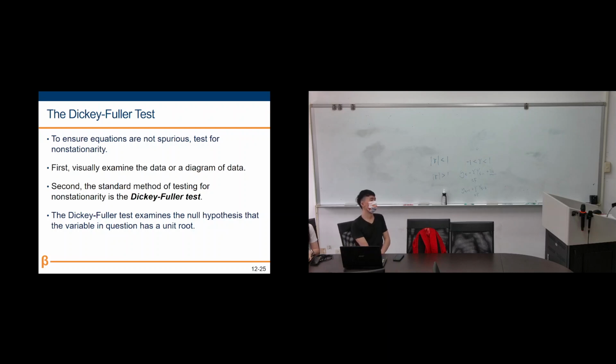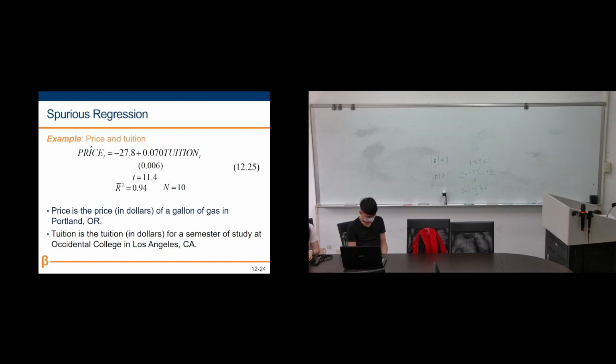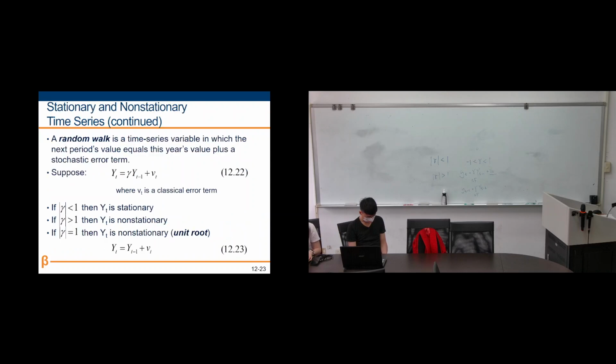Now I have to do these introductions by words, but later on I'm going to use examples, so later on let's do it together, okay? The Dickey-Fuller test examines the null hypothesis that the variable in question has a unit root. Remember, what's the unit root? The unit root is checking whether gamma is equal to 1.